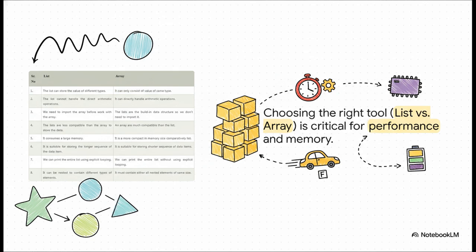So if you look at point 5, you'll see arrays are way more memory efficient. But then look at point 1. Lists are way more flexible. A programmer has to weigh these trade-offs all the time, and their choice directly impacts how fast your app runs and how much memory it eats up.